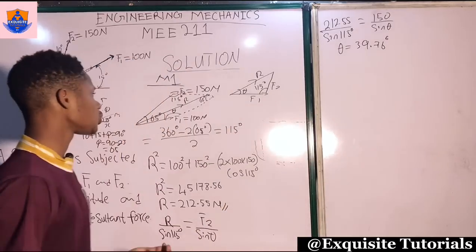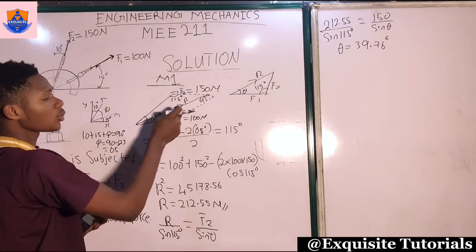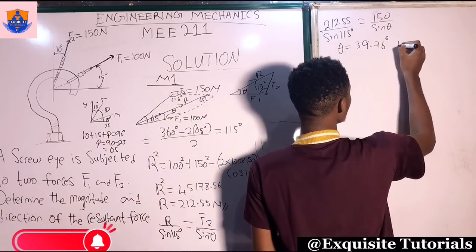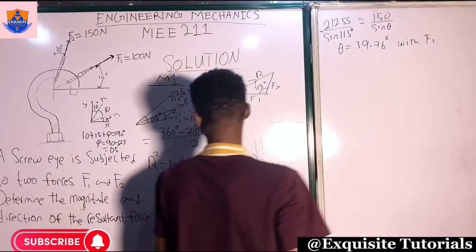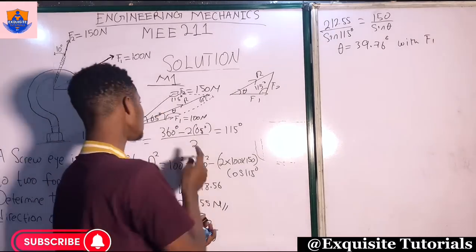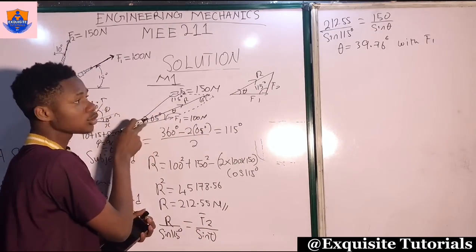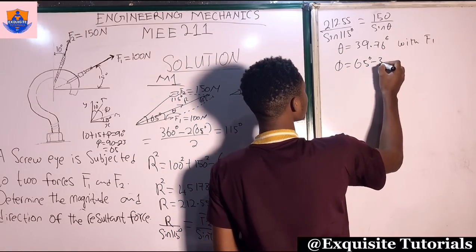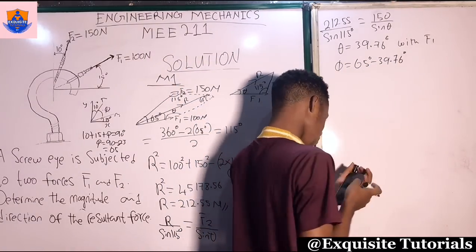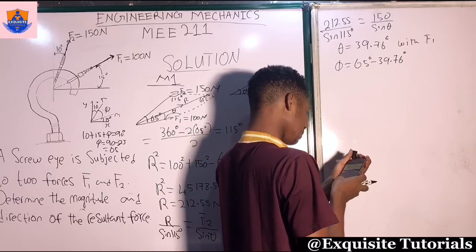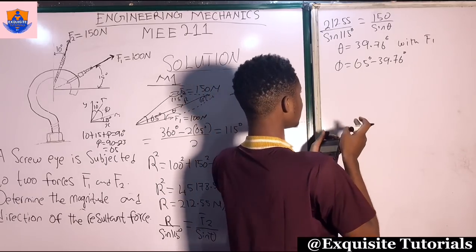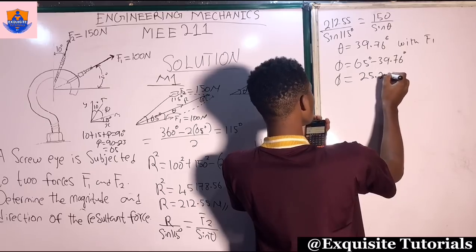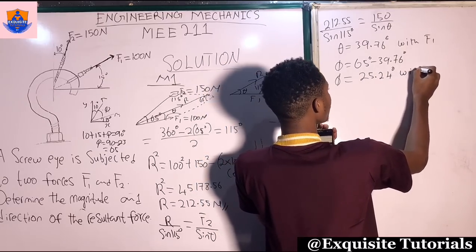Now what if we are asked to find the angle that the resultant vector makes with the force F2? This is the angle it makes with force F1. It makes these degrees with respect to force F1. And what if we want to get the angle with force F2? It's very easy. Since the total angle between F1 and F2 is 65 degrees, to get the angle, it is simply 65 degrees minus 39.76 degrees. Okay, so I'm also going to do that on my calculator. That is 65 minus 39.76. That will give us the angle to be 25.24 degrees with force F2.